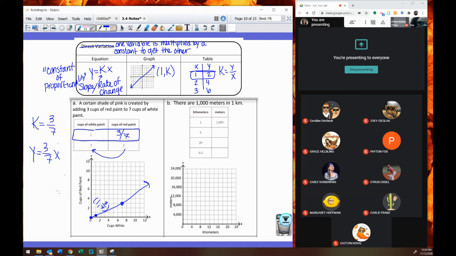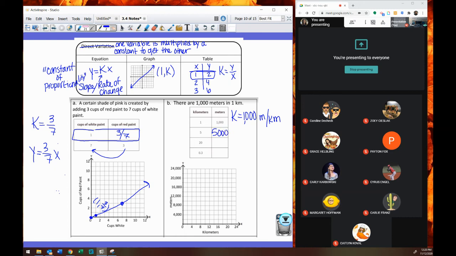Any other questions on that? So then for B, it says there are 1,000 meters in 1 kilometer. So how many are there in 5? 5,000. Okay. My k value, or my slope, my constant of proportionality, my rate of change, all the same thing, is 1,000 meters per kilometer. So that means multiply it through and we get 5,000.